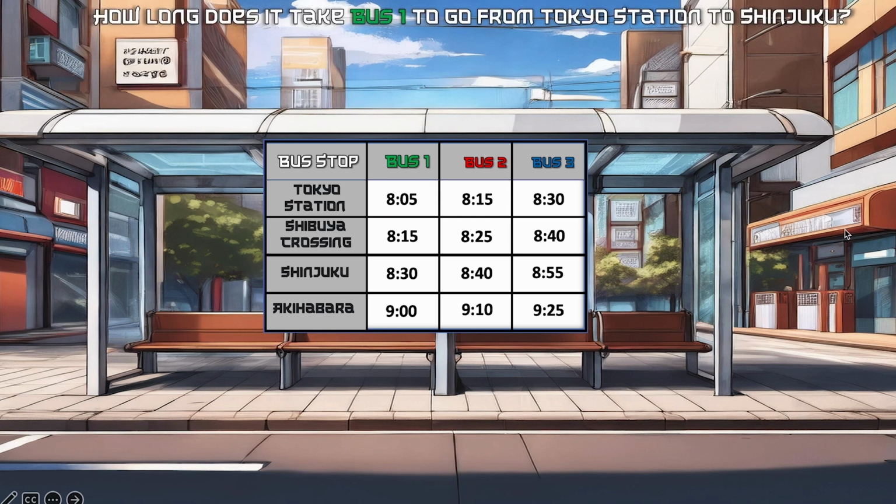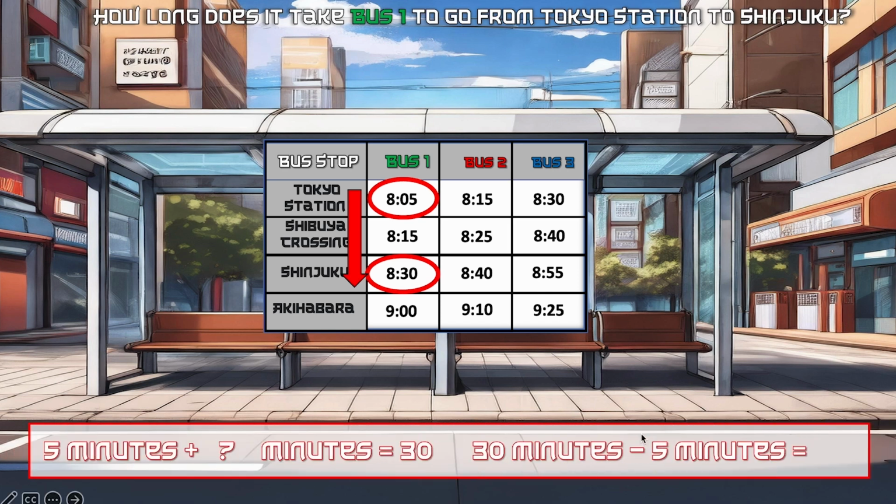Let's look at another question. How long does it take bus 1 to go from Tokyo Station to Shinjuku? Well, again, we're leaving Tokyo Station at 5 minutes past 8. And we are going to arrive at 30 minutes past 8, half past 8. So we need to work out the amount of time between 5 past 8 and half past 8.